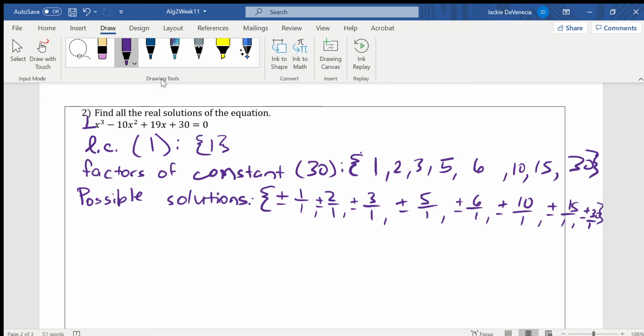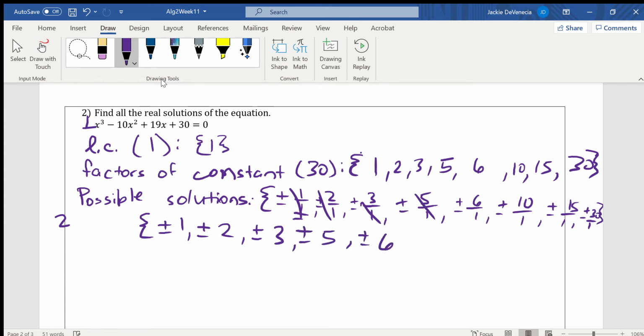Now, to simplify them, I know that whatever divided by 1 is itself. So 1 over 1, I can just write as a plain 1. 2 over 1, I can rewrite as just a plain 2. 3 over 1, I can write as 3. 5 over 1, plus or minus 5, plus or minus 6, plus or minus 10, plus or minus 15, plus or minus 30. So those are all my possible solutions.